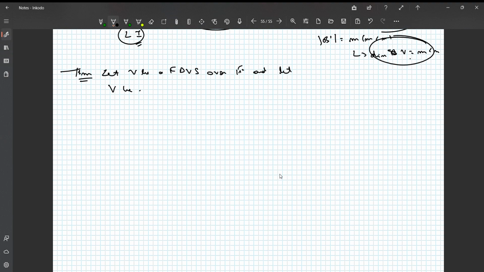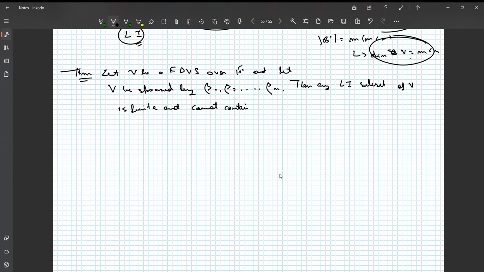And let V be spanned by the vectors beta 1, beta 2 till beta m. Then any linearly independent subset of V is finite and cannot contain more than m elements. Clear? So let us come up with a proof of it.